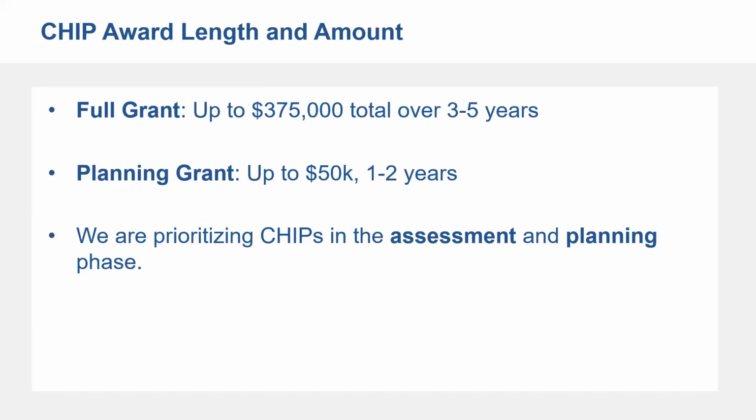So for the full grant, you can have up to $375,000 for 3 to 5 years. And then the planning grant is up to $50K for 1 to 2 years. So again, just clarifying, are you in the planning grant space, or do you have the capacity to move into a full grant, which includes starting that assessment and moving into implementation?